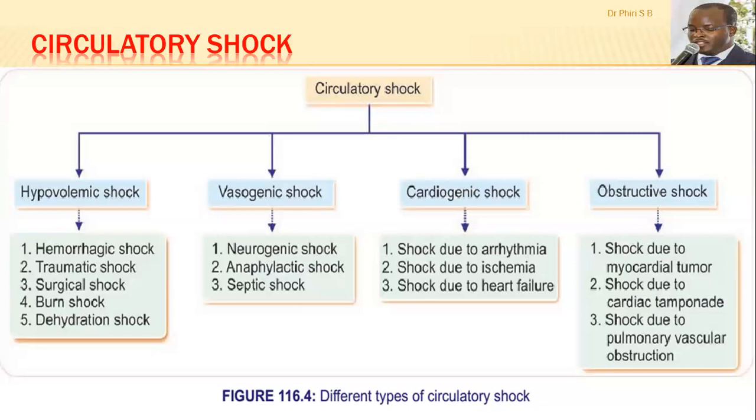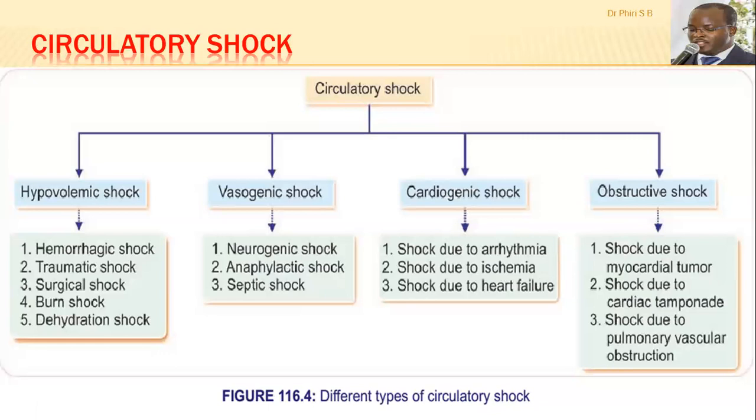It's called cardiogenic shock. Examples of cardiogenic shock: you can have shock due to arrhythmias. So you can have bradycardia or tachycardia that will result in a decrease in cardiac output, blood pressure will reduce, and that can result in cardiogenic shock. Shock due to ischemia: if you have less blood supply to a tissue, the tissue will become ischemic. Then necrosis can set in, and they'll start producing certain chemicals that can also result in cardiogenic shock.